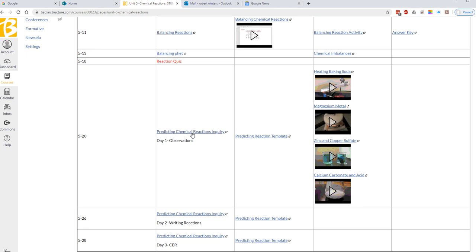And then we're going to do a lab. The purpose of the lab is to see if we can predict what the products are of four different reactions. Now, we're obviously not going to do those labs, so I have four videos that I've set up for you here. I'm going to show you one of them to at least get you started, and then have you do the other three yourself.